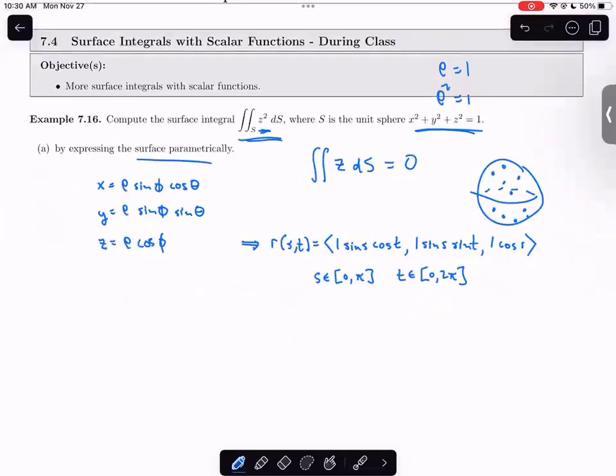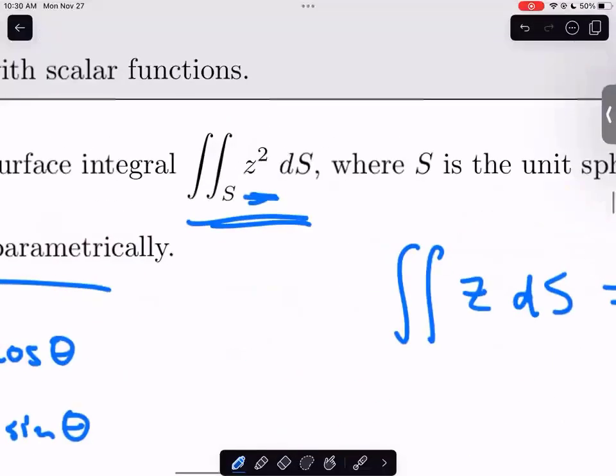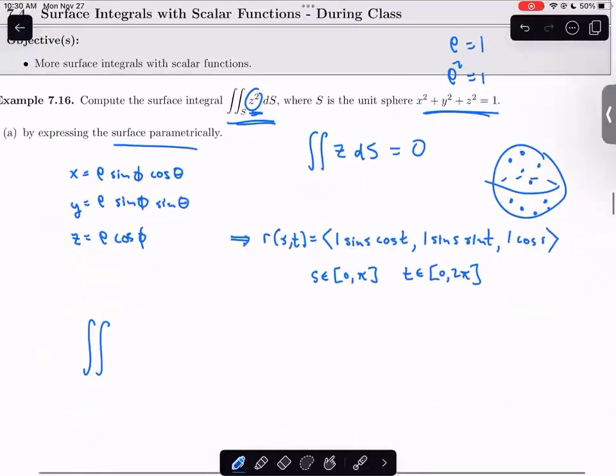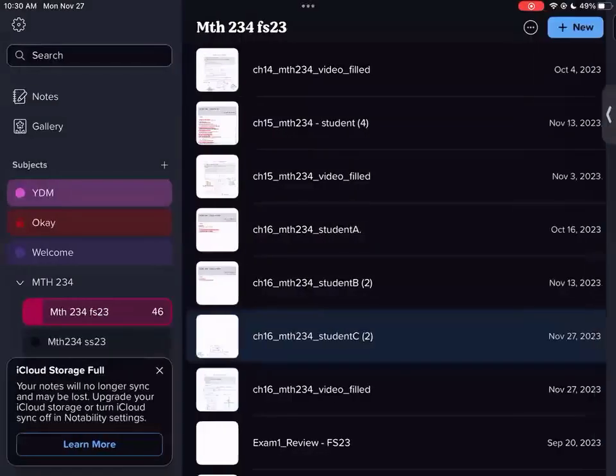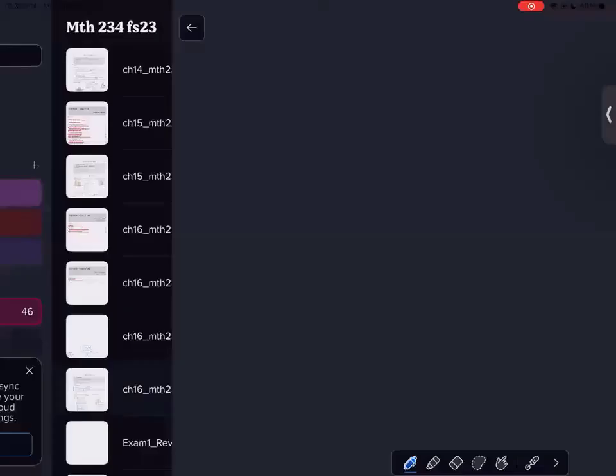So I can start to do some things now that I have a parametrization. The first thing that I can do is, everywhere I see a z, after all, that's what my function is here, z squared, I can replace that with 1 cosine of s. So you can see z squared is going to be cosine of s quantity squared. The other thing that I can do is swap in this dS. So I'm going to jump back to our pre-class notes here, maybe just this once.